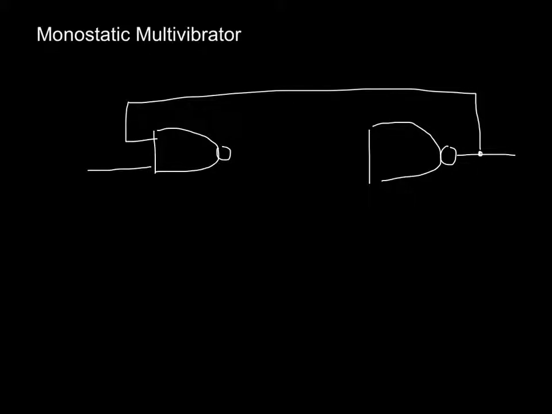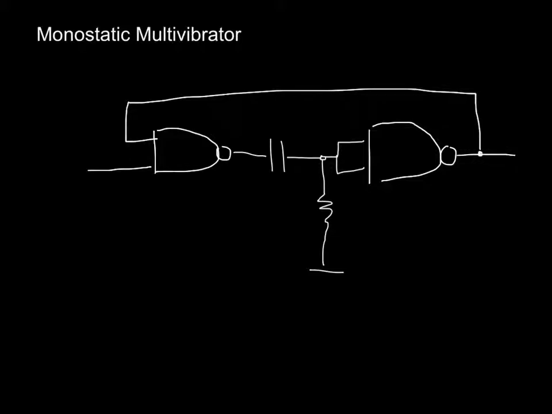And in between the two NANDs, we have a capacitor and a resistor, and that node connects to both inputs of the NAND. So this is essentially a NOT gate. The second NAND works as a NOT gate, but in between we have an analog circuit of some kind.